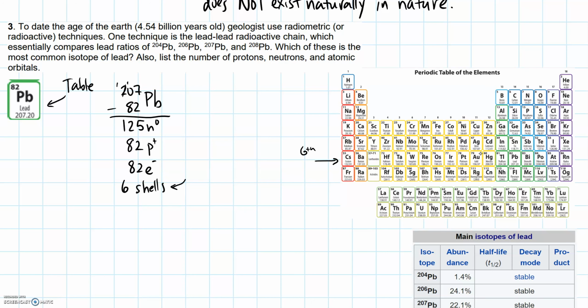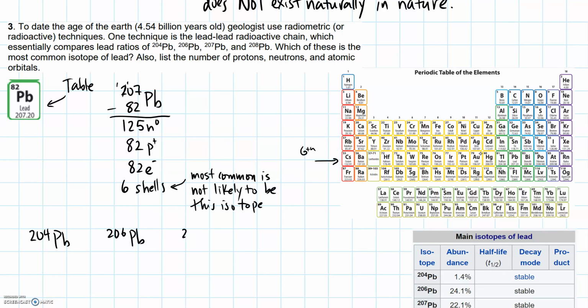So this is the one that's on the periodic table, and the first thing that I would warn against is that, because this is the 6th shell, the most common is not likely to be this isotope. But we'll look right now. So now I want to look at the 3 other isotopes. So I have 204 lead, 206 lead, and I have 208 lead.